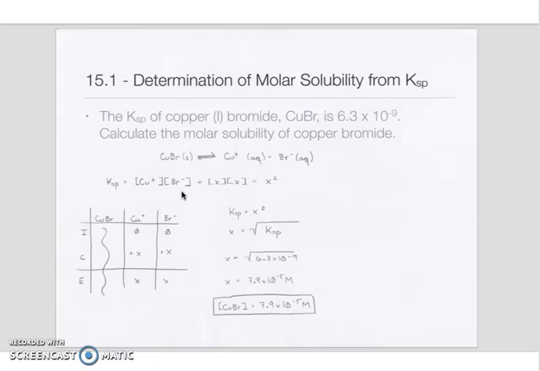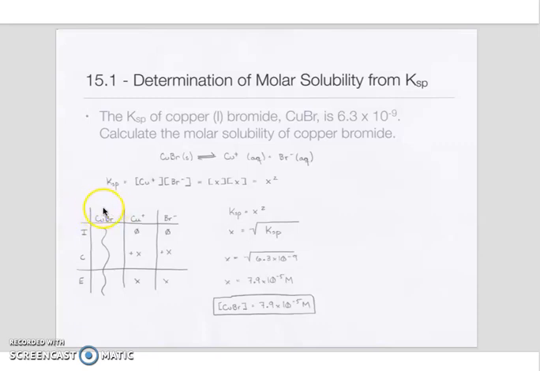When you're not told the concentration of any of your ions, you need to put together an ICE table. So we're revisiting ICE tables from chapter 13. So here I have my ICE table. I have my I for initial concentration, C for change, E for equilibrium. And on the top, I have the 3 components in my reaction.